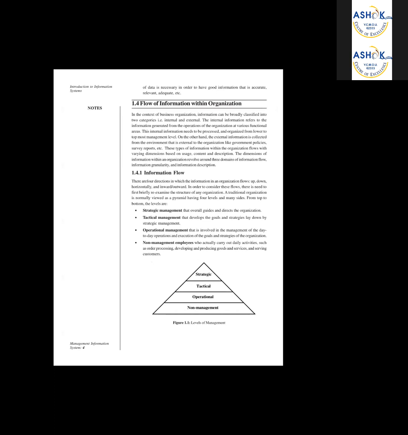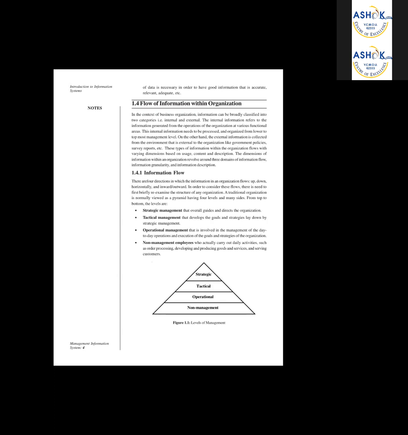Next point, flow of information within organizations. In the context of business organizations, information can be broadly classified into two categories, internal and external. The internal information refers to the information generated from the operations of the organization at various functional areas. This internal information needs to be processed and organized from the lower to the topmost management level.